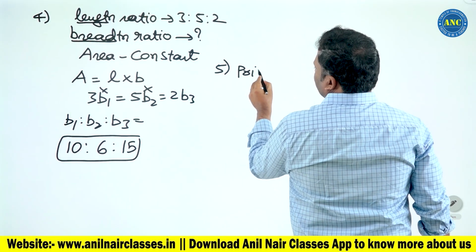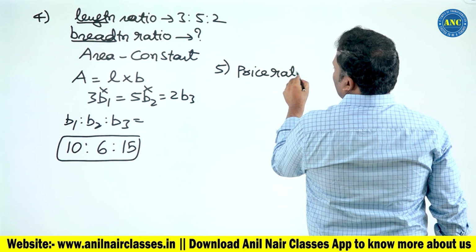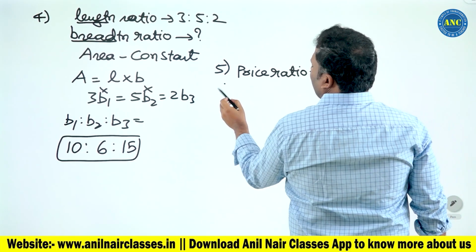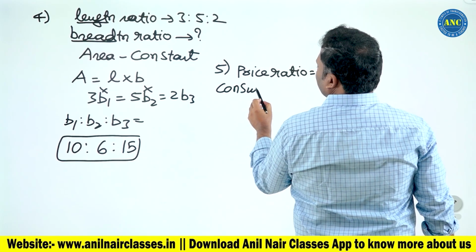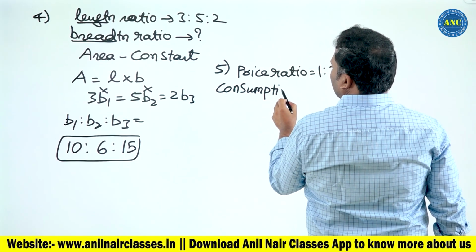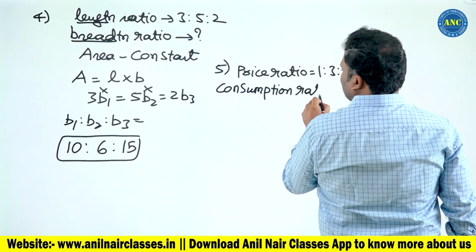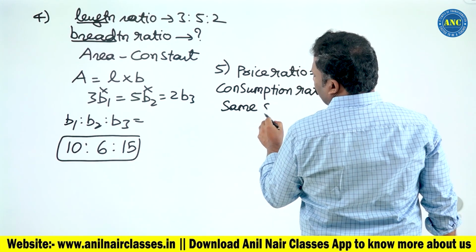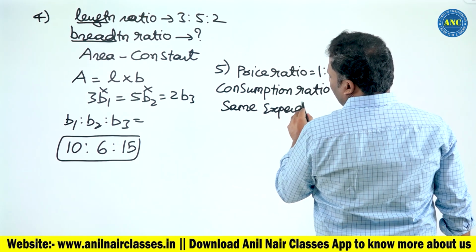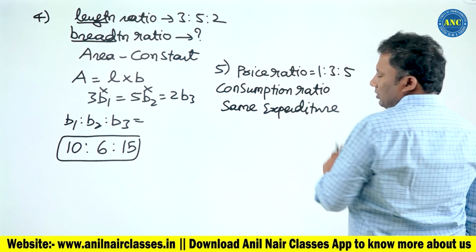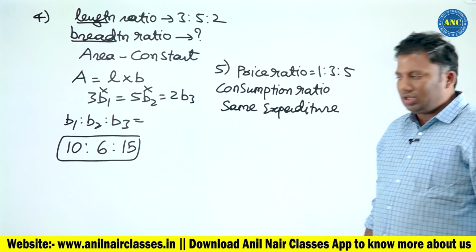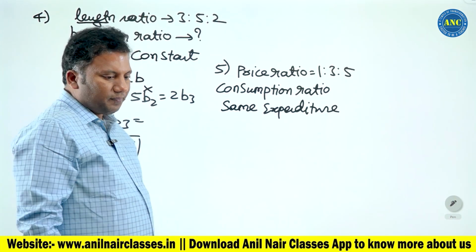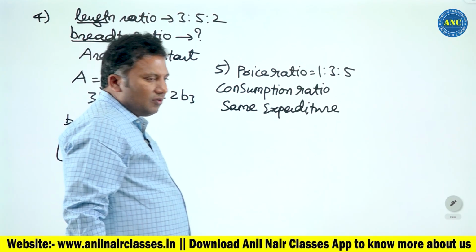Price ratio is 1:3:5. What is the consumption ratio? Is the expenditure the same? Yes, price increases, consumption decreases, with the same expenditure. Price ratio 1:3:5, consumption ratio how much? Same expenditure. What will be the answer?